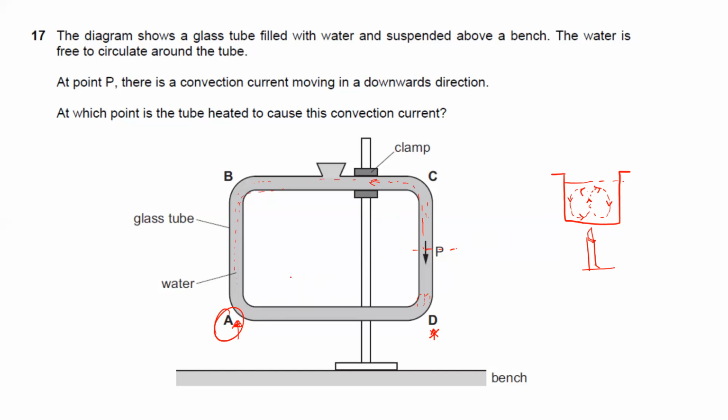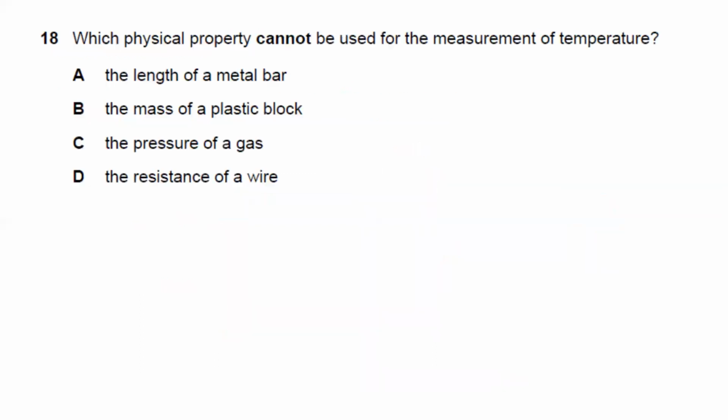So the next part will be question number 18. It says, which physical property cannot be used for the measurement of temperature? Length of a metal bar: yes, it can be used, because metal expands on heating, and you can always measure temperature with that. Mass of plastic block: plastics do not have any specific behavior with respect to temperature, so we can't use plastics to measure temperature.